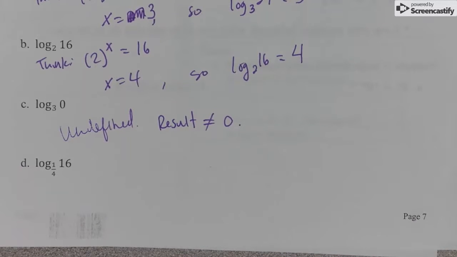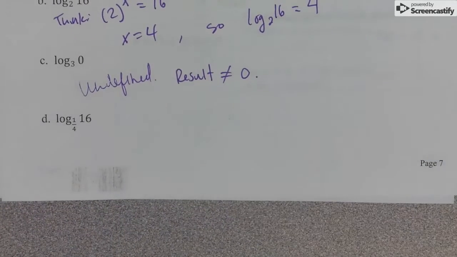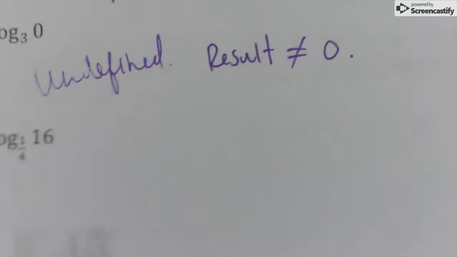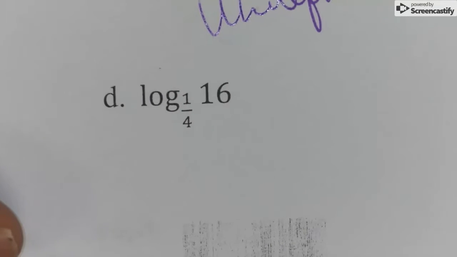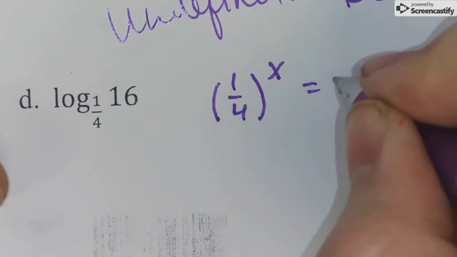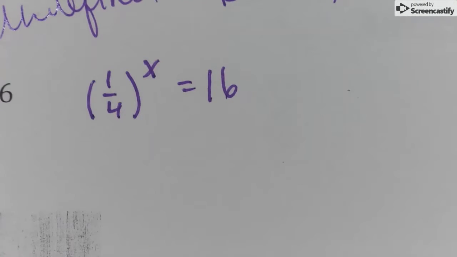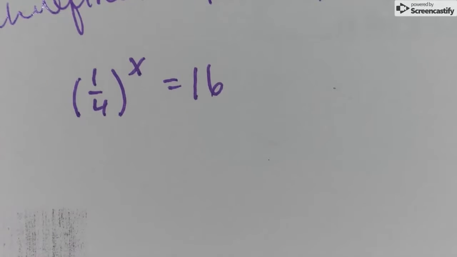Part D, log base 1/4 of 16. This one's kind of interesting. I'll zoom in a little bit. What you're really asking yourself here is 1/4 to some power x equals 16. What x gives you that? So let's think about this. 1/4 to the first power is 1/4. Let's increase x by 1. 1/4 to the second power would be 1/16, which is smaller than 1/4.